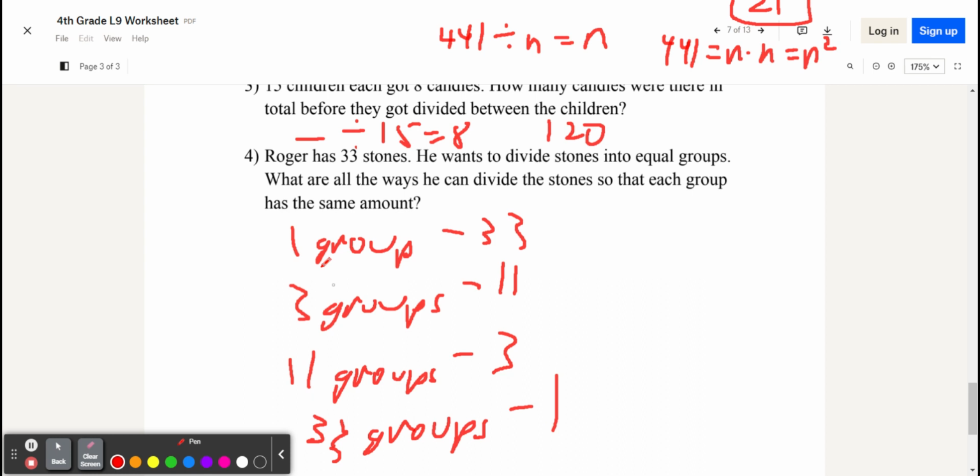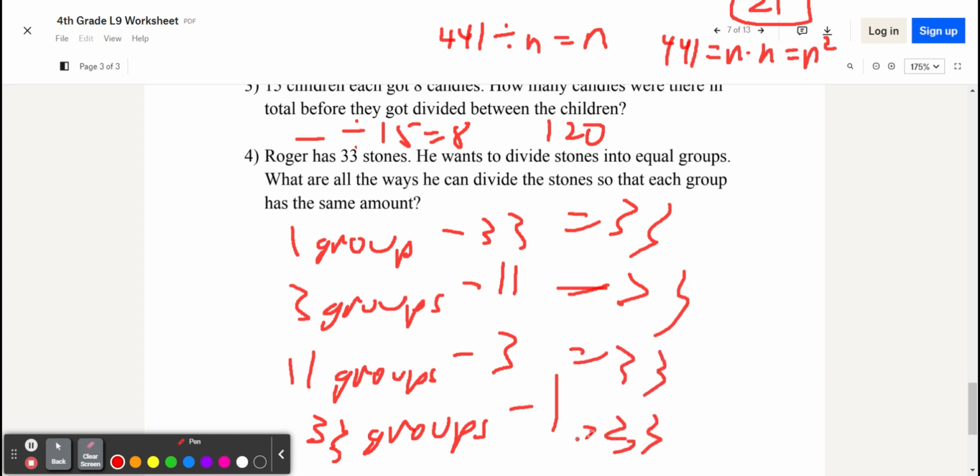And if you'll notice, you see that there's 1 and 33 here, and at the bottom it's flipped, and we call these factor pairs because when these multiply, they equal 33. 3 times 11 is 33. 11 times 3 equals 33, and 33 times 1 equals 33. And so these are all the ways. You could have 1 group, 3 groups, 11 groups, or 33 groups.